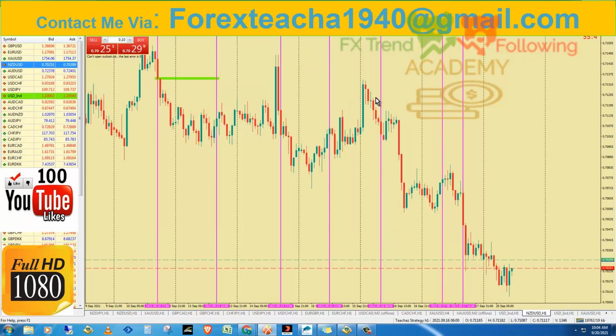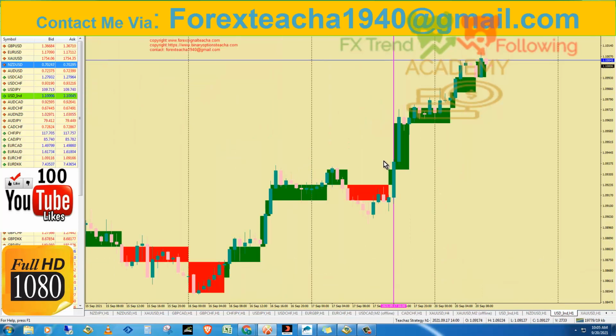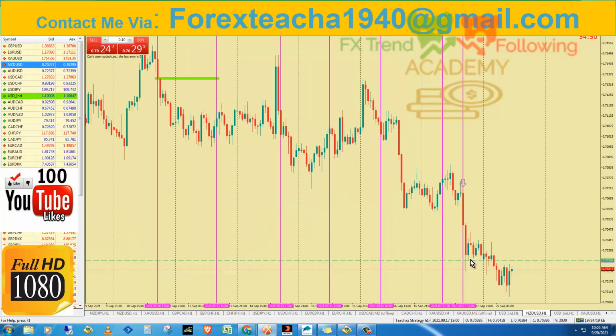I'm going to show you, this is the last signal that we are looking at. This is the last signal. It's a sell signal because the US dollar index is strong at the same time. It's 16:00 September. All right, this is the same time, 16:00 September.